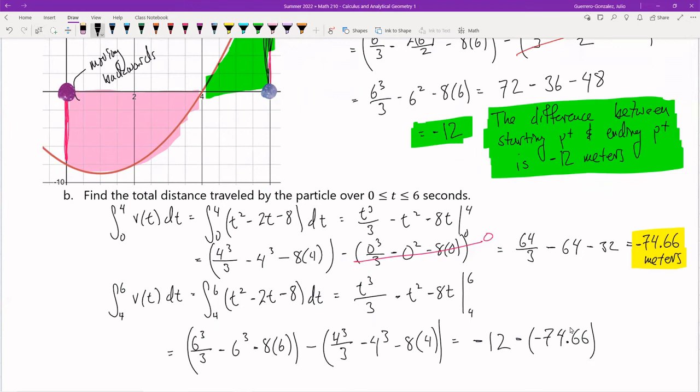Okay. And this is equal to, let me do the math here. So this would be 74.66 minus 12, 62.66 meters. There we go. Okay. So here's our answer there.